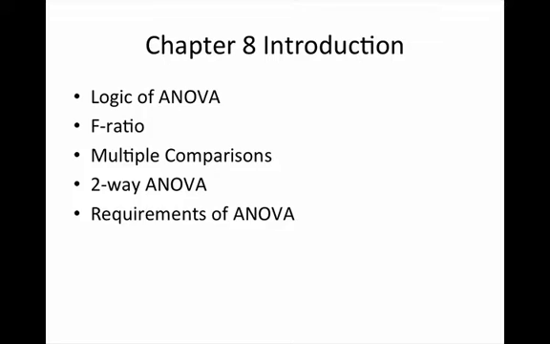three or more means. So in the first portion of this lecture, we'll talk about the logic of analysis of variance, or ANOVA, and then we'll talk about the components of the F ratio. We'll talk about some things that we need to understand regarding multiple comparisons, and then we'll talk about a two-way analysis of variance, which involves at least two independent variables, and then at the end, we'll close out the chapter discussing the requirements of analysis of variance as a technique.